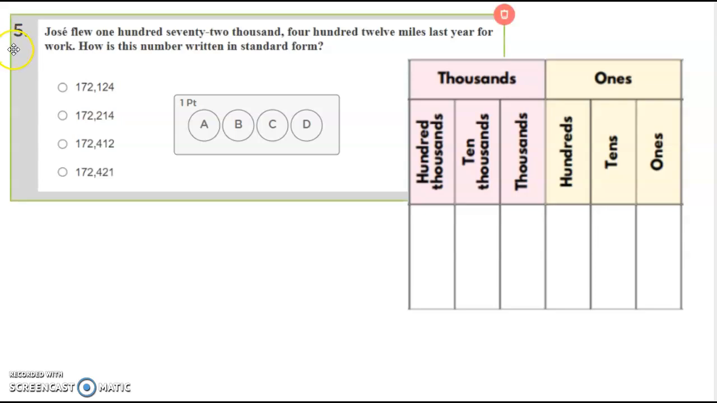Number 5. Jose flew 172,412 miles last year for work. How is this number written in standard form?